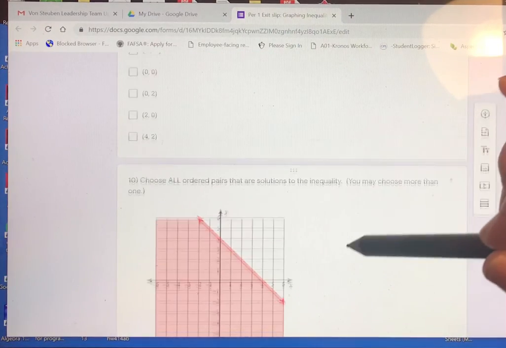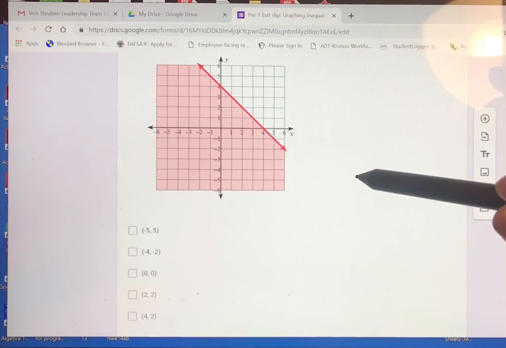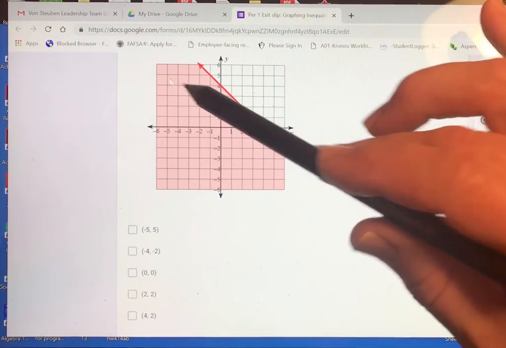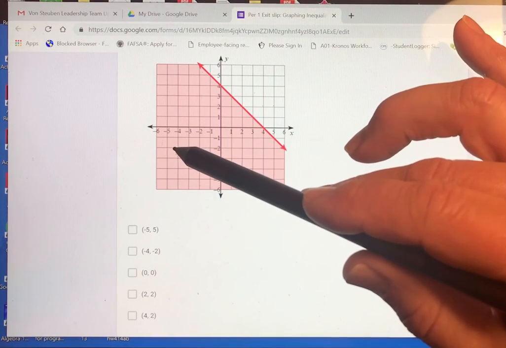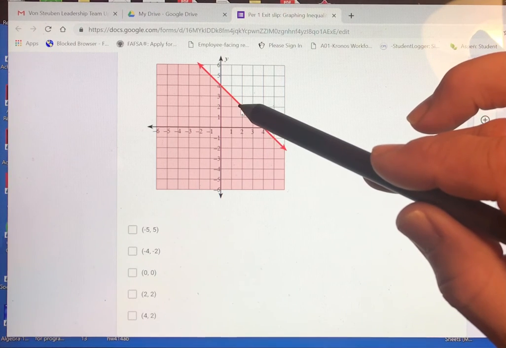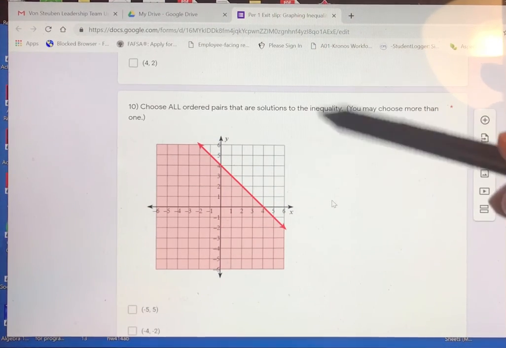Now in number 10, choose all the ones that are solutions. So negative 5, 5, that is a solution. Negative 4, negative 2, 0, 0, 2, 2 on that line, and then 4, 2 is not.